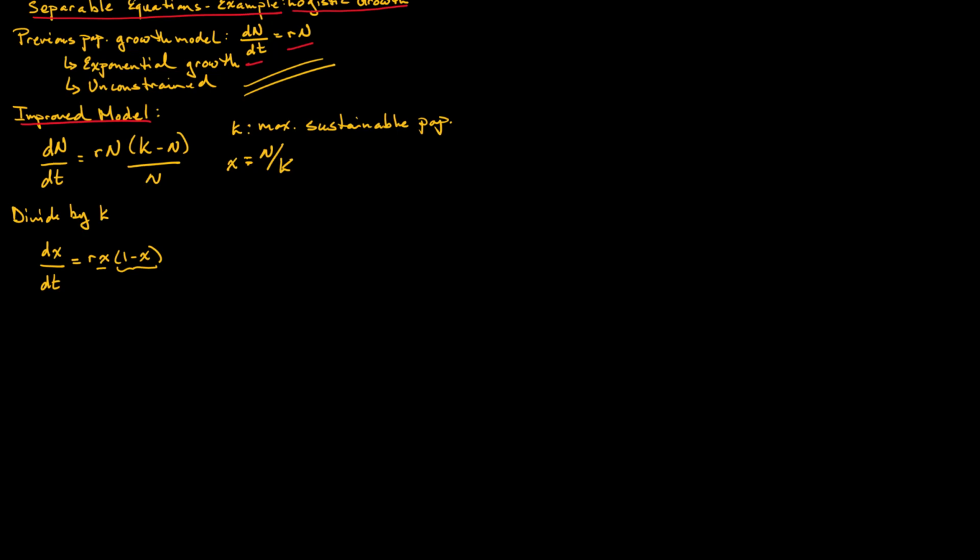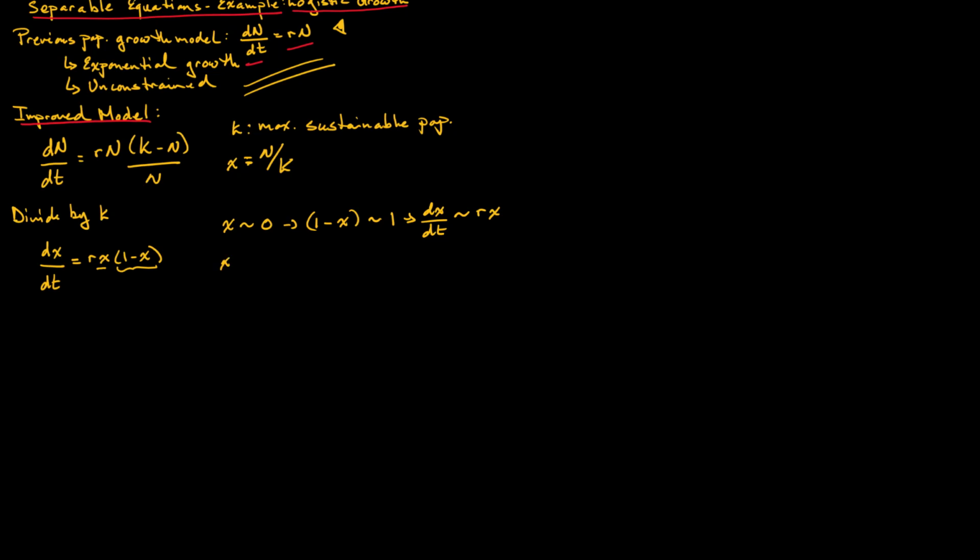So at early times, x will be fairly small. So if x is fairly small, then 1 minus x is approximately equal to 1. And therefore, dx/dt is approximately equal to rx, which is simply our original differential equation. So for early times, what we actually have is exponential growth.